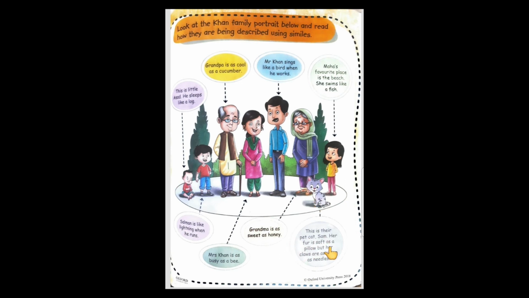Her fur is soft as a pillow, but उसके जो फर हैं, इसकी जो बॉडी पे बाल हैं छोटे छोटे, वो बहुत सॉफ्ट हैं पिलो की तरह. But her claws are as sharp as needles. मगर जो इसके जो क्लॉज हैं, जो पंजे हैं, वो सुई की तरह शार्प हैं, चुभने वाले. Okay, so this is how we can use similes in order to make the description more vivid, to make the description more precise, and convey the message more clearly. Now let me explain you with the help of a small story.